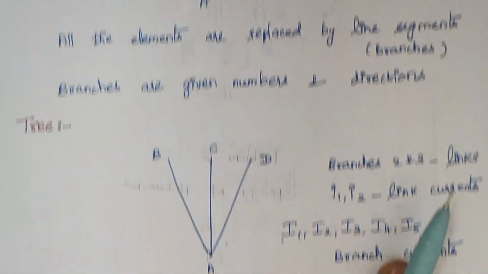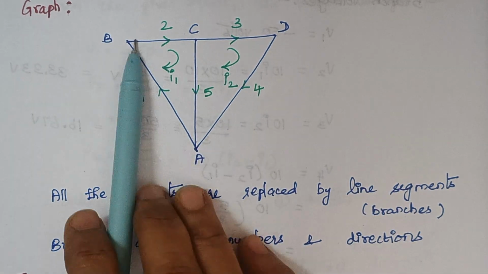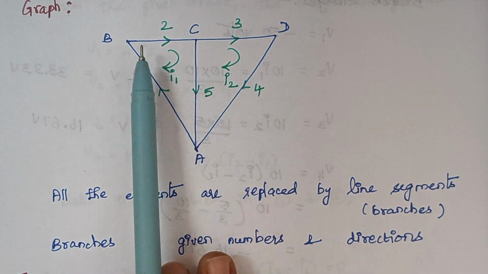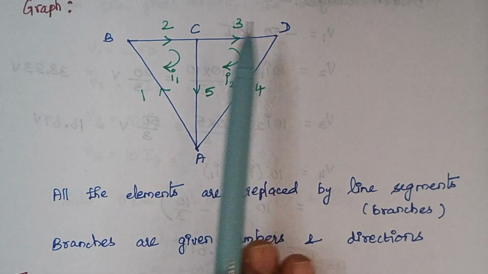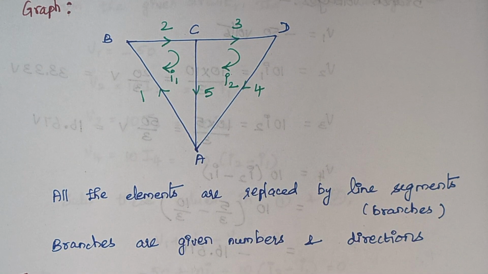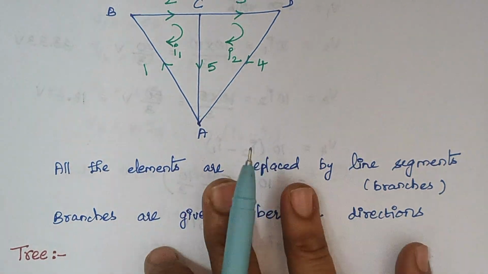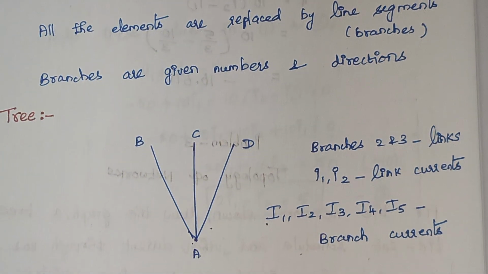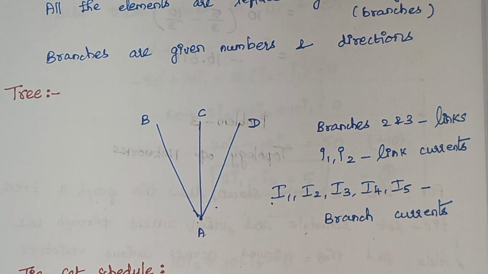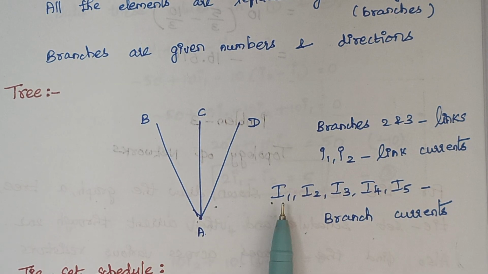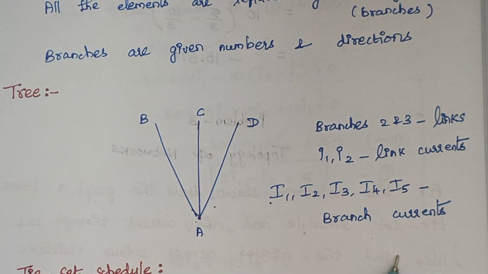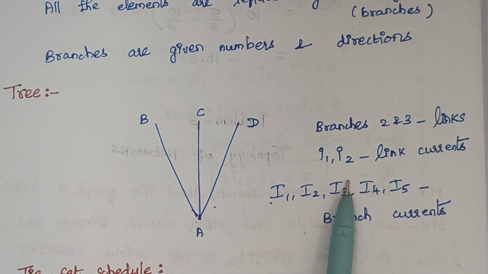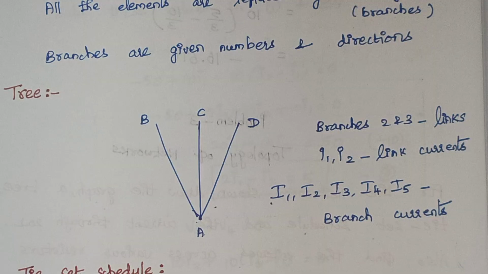So when you look at this graph, these 3 are the branches and the other 2 form the links, right? So totally how many branches do we have? Totally we have 5 branches, right? You see 1, 2, 3, 4 and 5. So how many branch currents will there be? Again 5 branch currents, which are mentioned as capital I1, I2 up to I5. And here I1 and I2 are the link currents or loop currents.